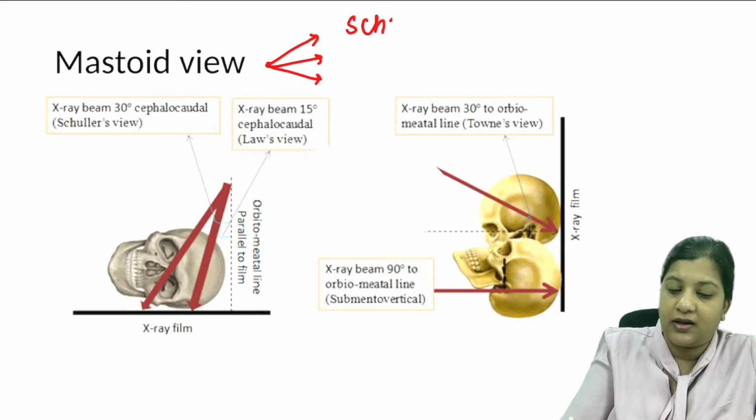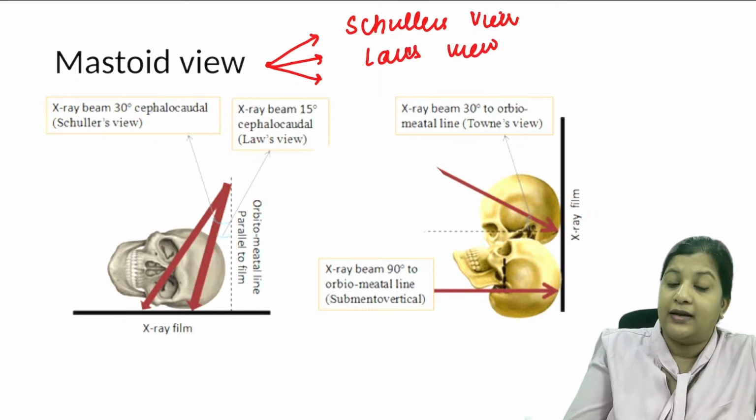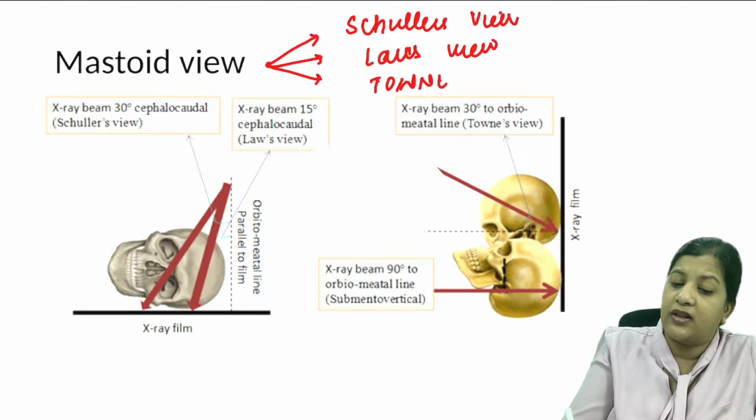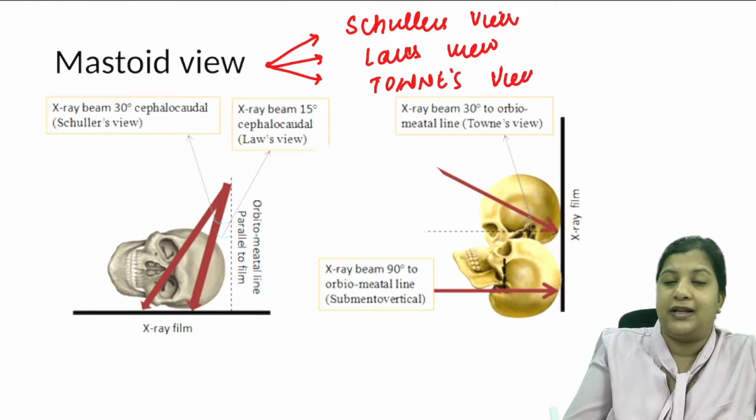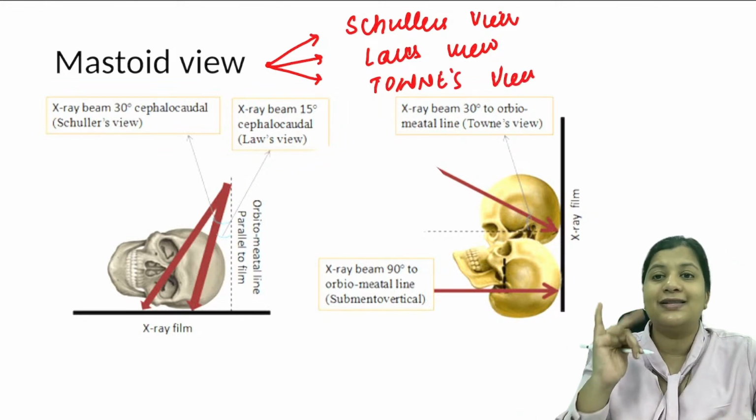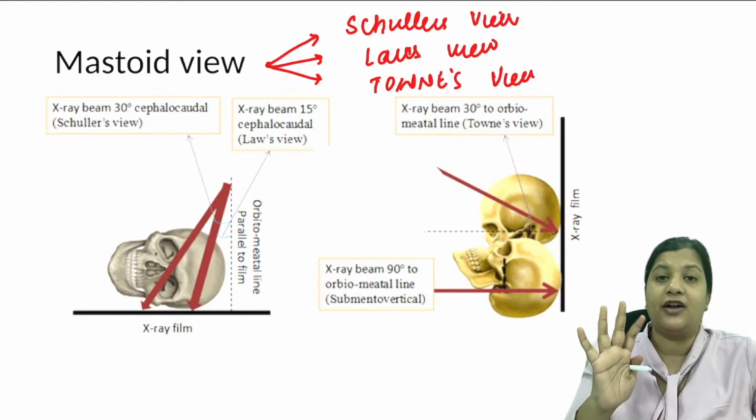The first one is called Schuller's view. The second one is called Law's view. And the third one is called Towne's view. Of course, there are more x-rays than these that we do, but these three names you should know. So Schuller's, Law's and Towne's view is something that you should know.